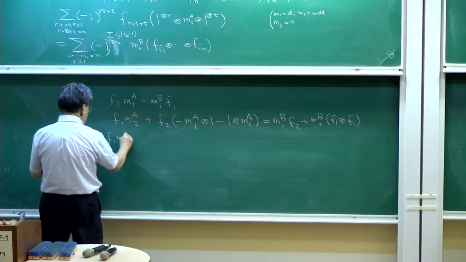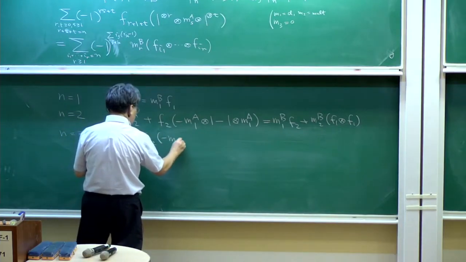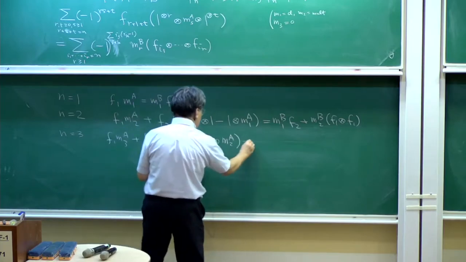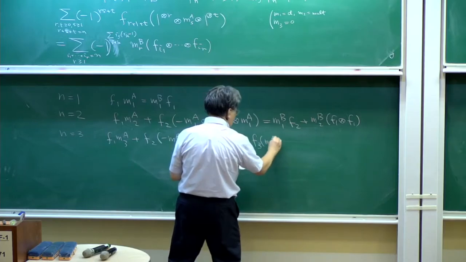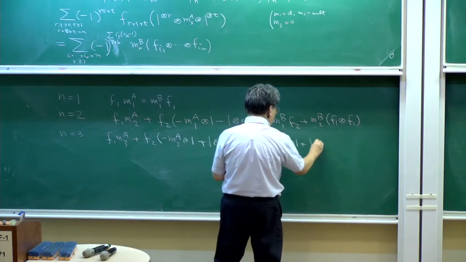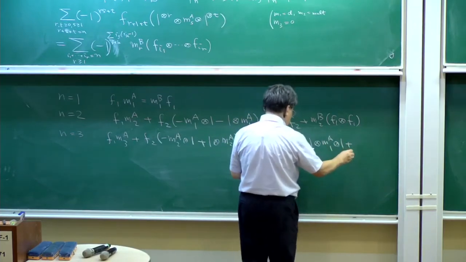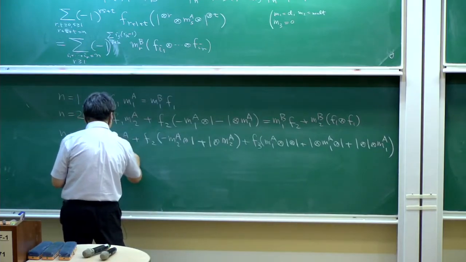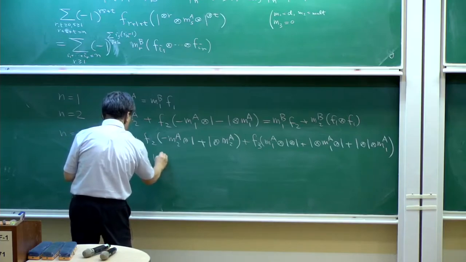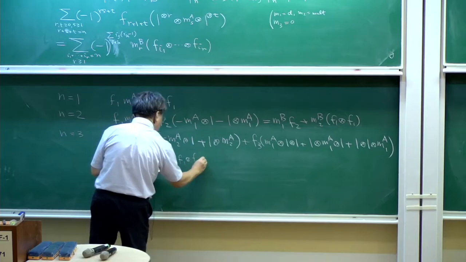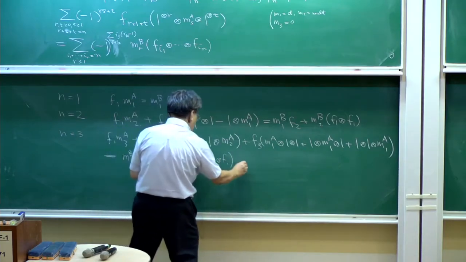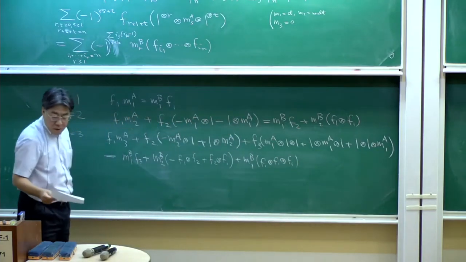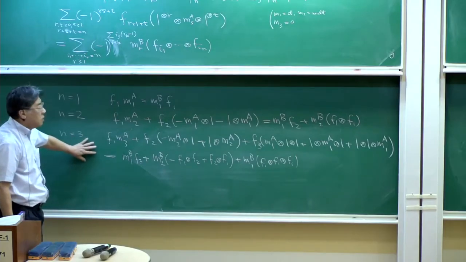F1 M3A plus F2 minus M2 A tensor 1 plus 1 tensor M2 A plus F3 M1 A tensor 1 tensor 1 plus 1 tensor M1 A tensor 1 plus 1 tensor 1 tensor M1 A is equal to M1B F3 plus M2B minus F1 tensor F2 plus F2 tensor F1 plus M1B F1 tensor F1 tensor F1. So this is again a correction term for the associativity.